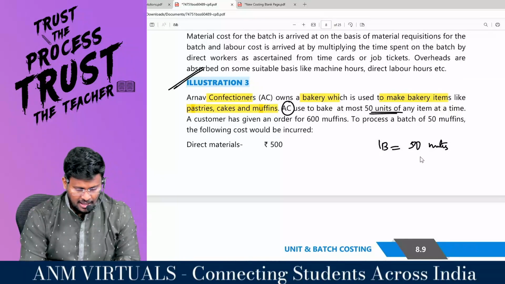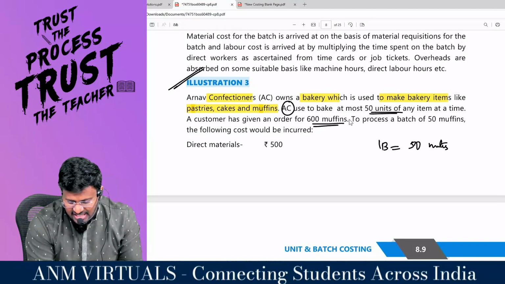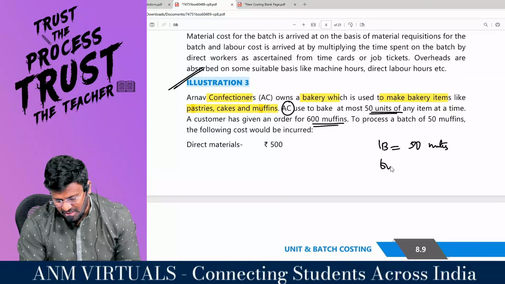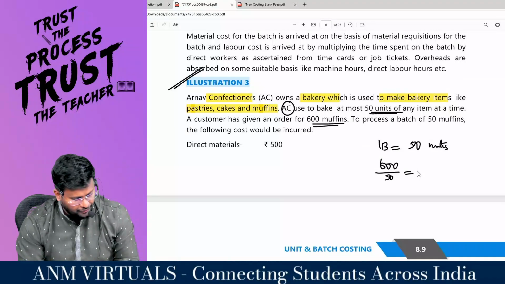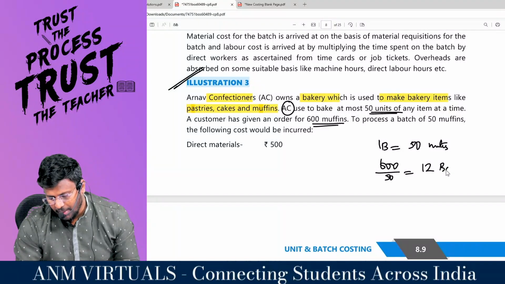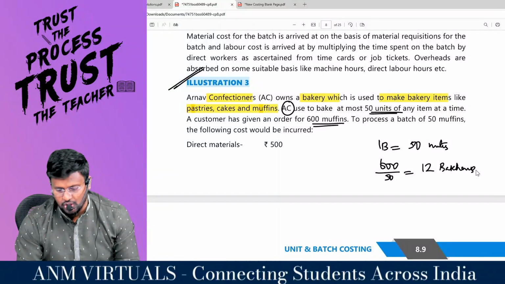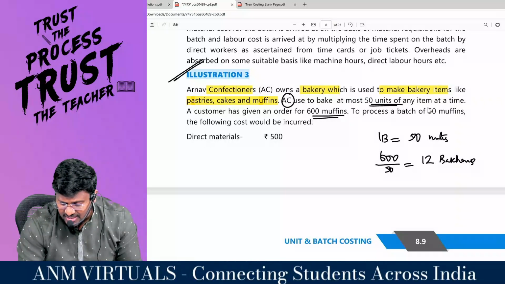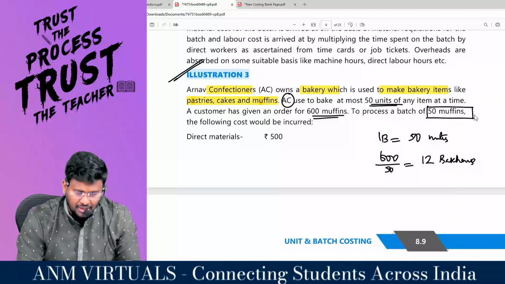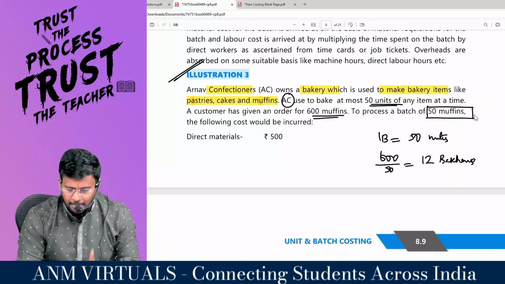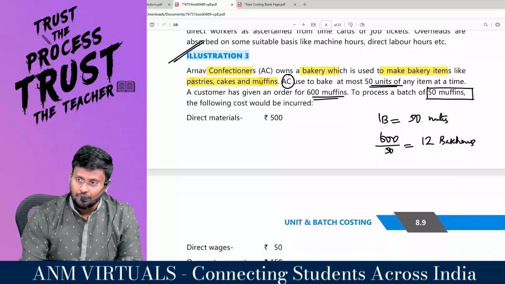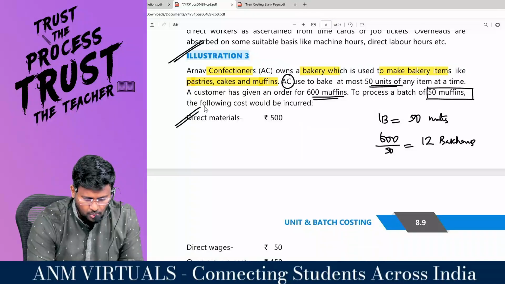A customer has given an order of 600 muffins. So 600 divided by 50 comes to 12 batches. Actually, they have to manufacture 12 batches. To process a batch of 50 muffins, that means one batch, the following cost would be incurred. For one batch, direct material is how much?